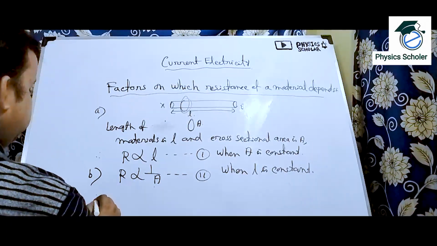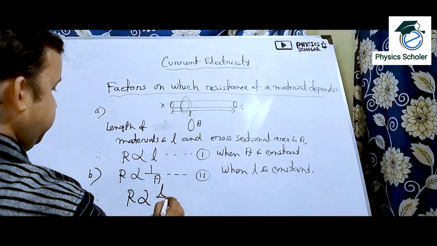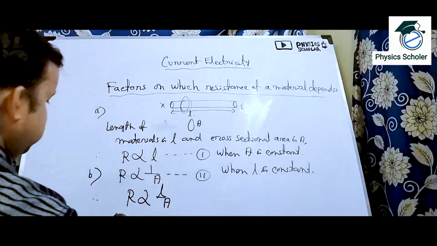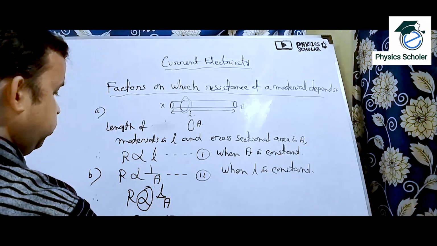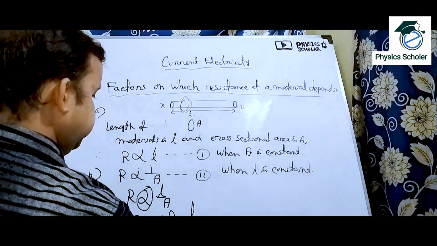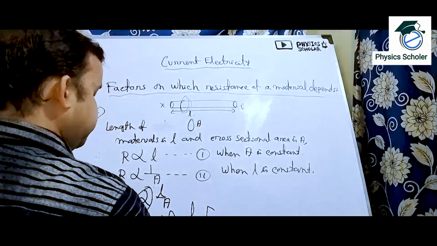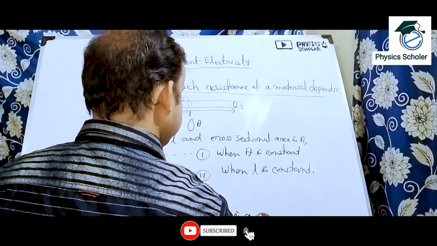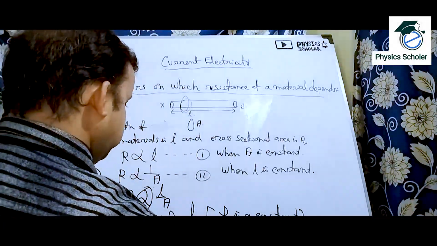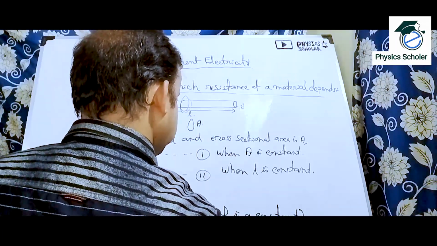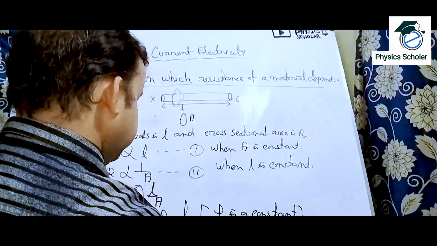Now if we take these two relations, R is proportional to L by A. Now we want to omit this proportional sign. So what can we write? R is equal to, we have to bring one constant. This constant is known as rho. Rho is a constant, and rho is also known as, very important, resistivity.